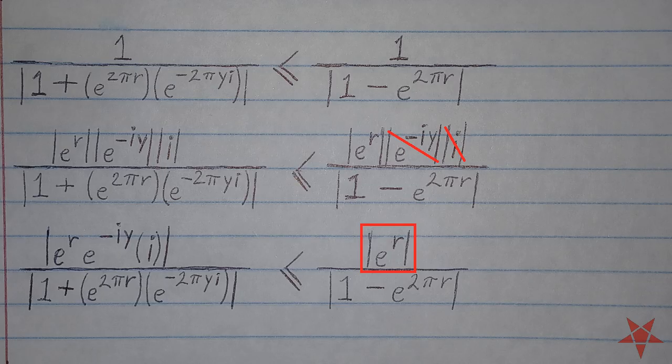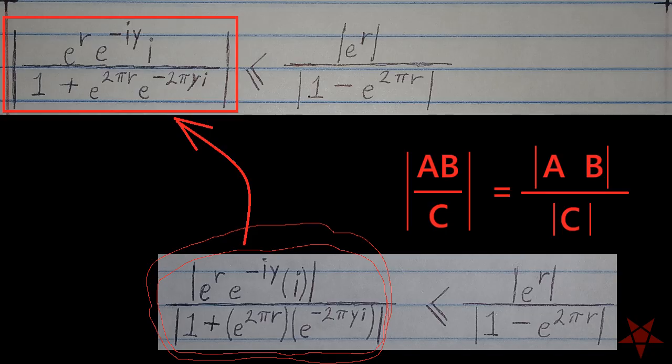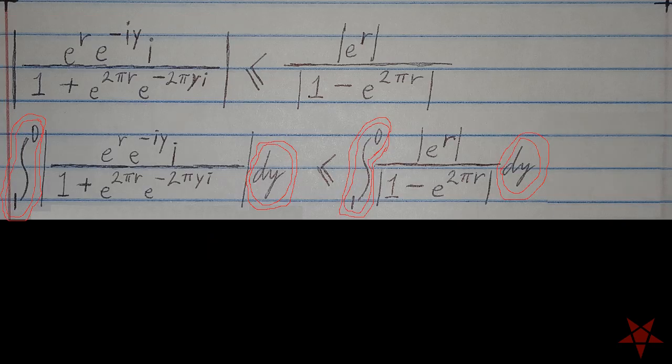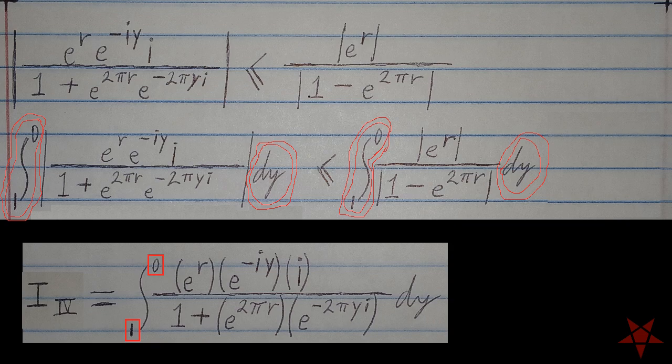This leaves us with a solo absolute value of e to the power of little r. So using methods previously discussed, we are welcome to combine the numerator and denominator on the left-hand side into a single absolute value. We then integrate both sides of the inequality with respect to y, utilizing the same boundaries as that of the path integral capital I sub Roman numeral 4.